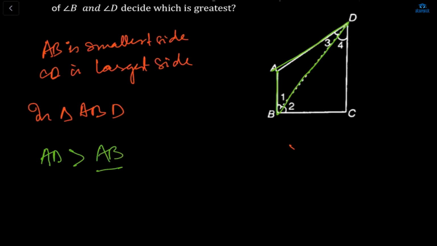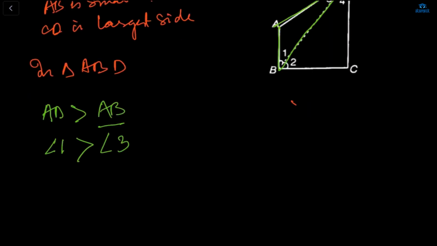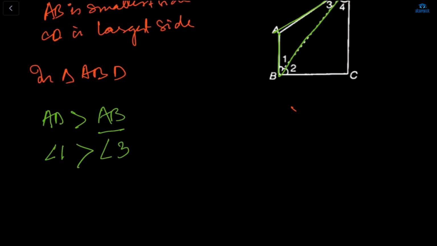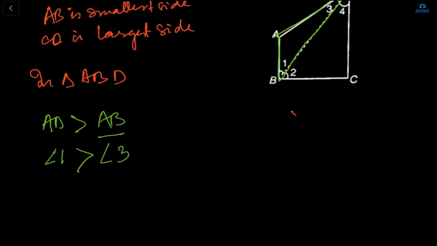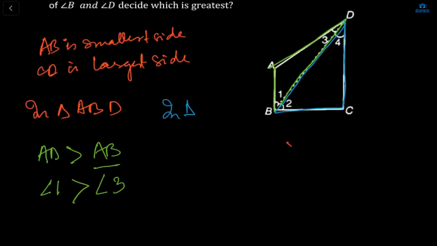Now, the angle opposite to AD will be what? Angle 1. So that means angle 1 will be smaller than angle 3. Angle 3 will be bigger because the larger side will have the larger angle. I did the opposite. So angle 1 will be greater than angle 3. Any doubt in this? No, ma'am. Now we have got that angle 1 is greater than angle 3. Now you see this triangle, in triangle BCD.